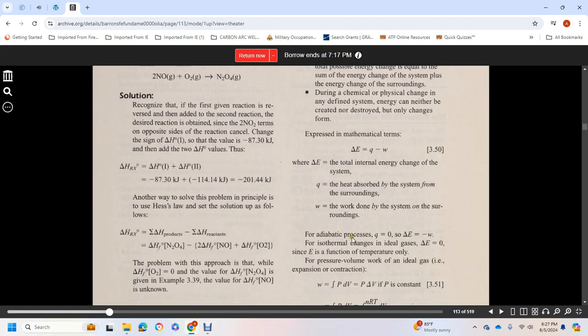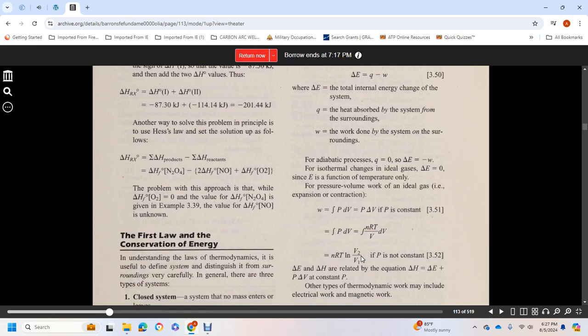For adiabatic processes, the heat is equal to 0, so the change in energy is equal to the negative of the work done on the surroundings. For isothermal changes of an ideal gas, the change in energy is equal to 0, since E is an energy function of temperature only. For the pressure-volume work of an ideal gas, the work done on the system is equal to the pressure times the differential volume. Pressure results in volume change if the pressure is constant.